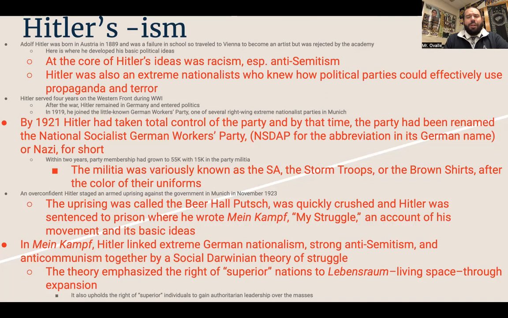Mein Kampf, his book. Yeah, that's the forefront of Nazism. If you want to look at it, well, look at the stuff he wrote in his book. All right.